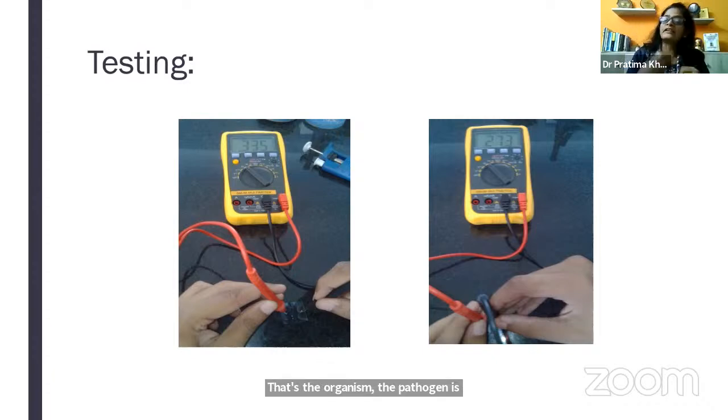If they are more in number, the reading will go higher. If they are less in number, then the reading will be lower. So we made it just like color coding, but here it is numeric. That's how we could do it.